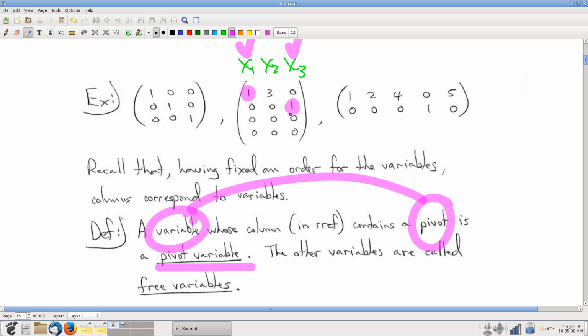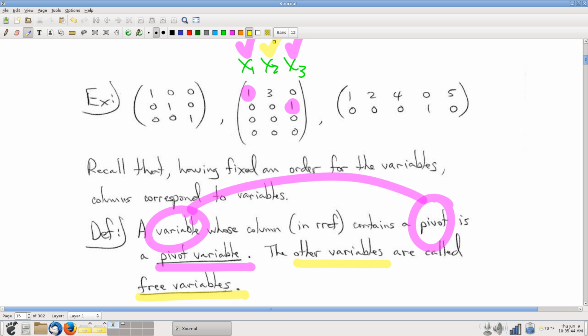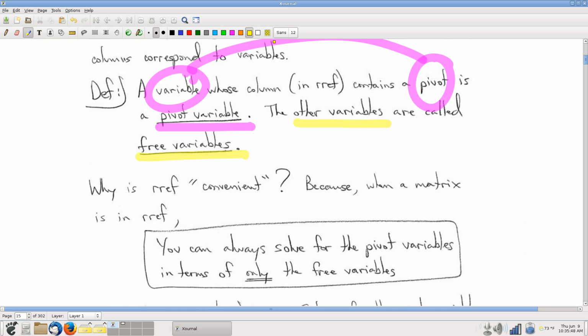So what do we call those other variables, whose columns do not contain pivots? We call those free variables, and we'll see momentarily why we call them free. So x2 is a free variable. Okay, a bit of terminology we have to lay down.